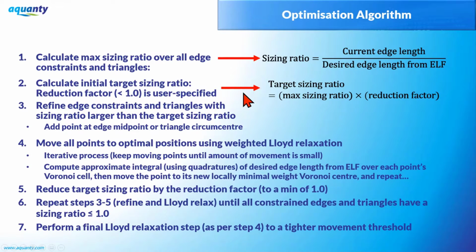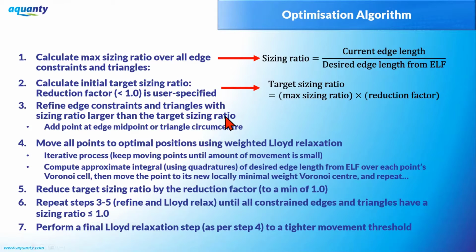The second step, the initial target sizing ratio is calculated. This is based on the maximum sizing ratio that was found in the first step multiplied by the reduction factor. The reduction factor is a parameter that is chosen by you, the user, and is always a value that is less than 1, so that this target sizing ratio will decrease over time. Then, any edge constraints and triangles that currently have a sizing ratio higher than the target sizing ratio calculated in step 2 will become candidates for refinement and will have a point added at the edge midpoint or the triangle circumcenter.